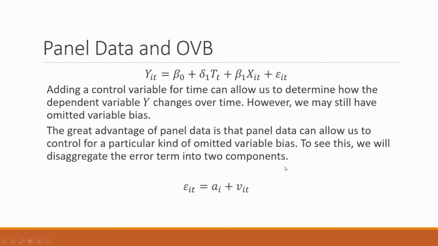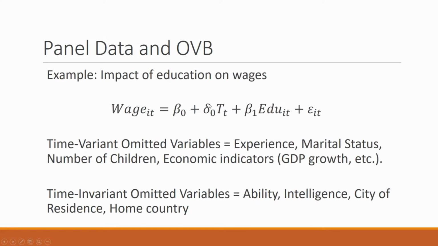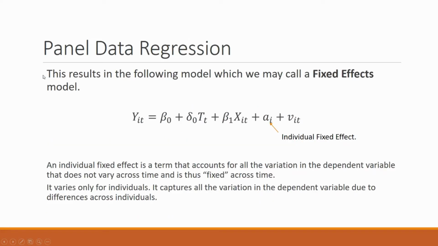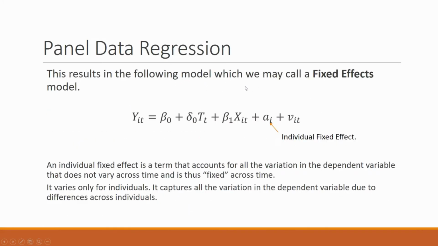I'm saying that panel data is a powerful tool, because when we use panel data, we can dissect our error term into these two components. Well, it's not yet clear exactly why that's so powerful, but I will show you as we keep going. So now, what do I want to do? Let's take this disaggregated error term and put it back into our original regression here.